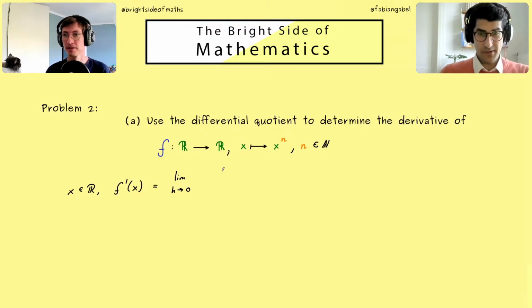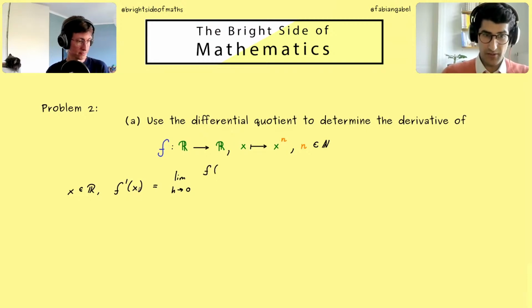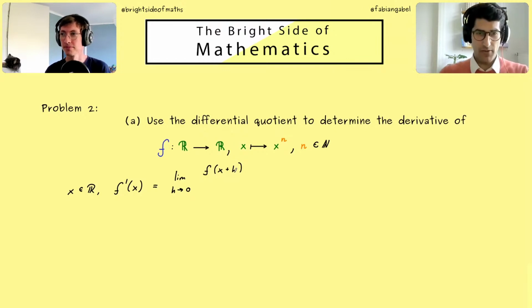Okay, so let's look at this limit of difference quotients. What we do is, we want to calculate the derivative at the position x, and then use this x plus h. So h is like an offset of the position where we want to calculate the derivative.